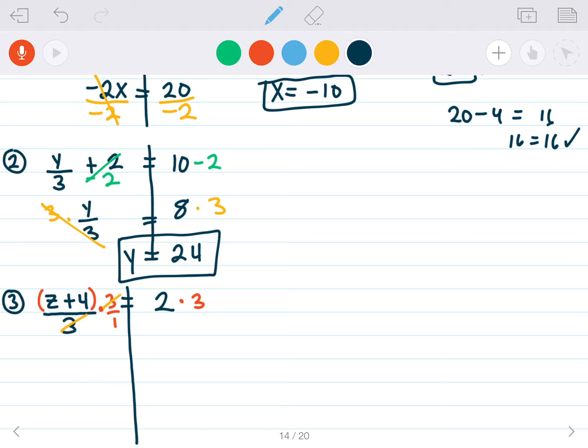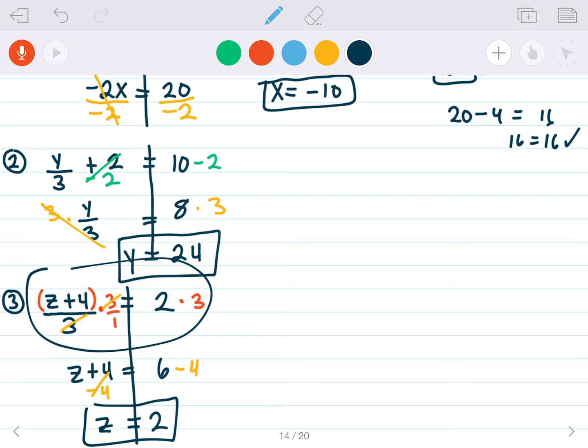So on the left side, we just get z plus 4. And on the right side, 2 times 3 is 6. Finally, looking to the left where my variable is, I want to undo addition by 4 by subtracting 4 from both sides. And I get z equals 2. And that's my solution. Go ahead and check yourself to make sure that is indeed the correct solution.